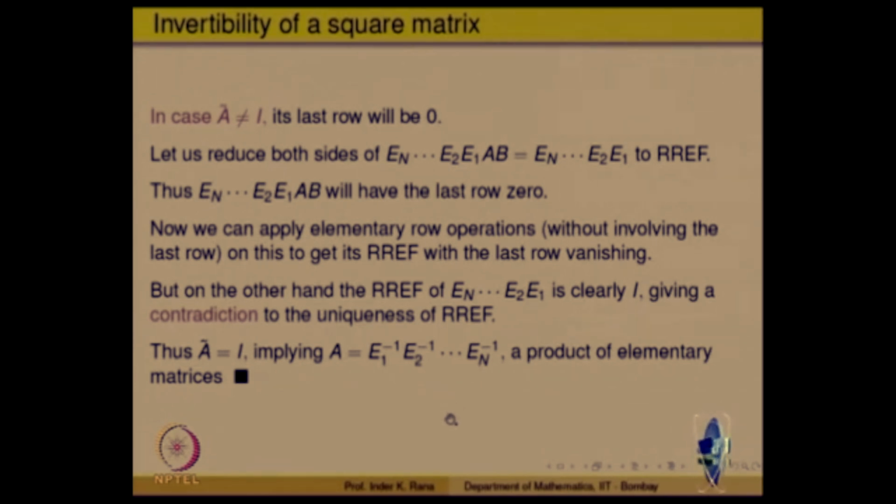So we have proved a theorem. Namely, that a square matrix A, n cross n, is invertible if and only if it is a product of elementary matrices. So this gives us a method of not only saying something, actually proving also. Okay. So let us go ahead and look at some more examples.